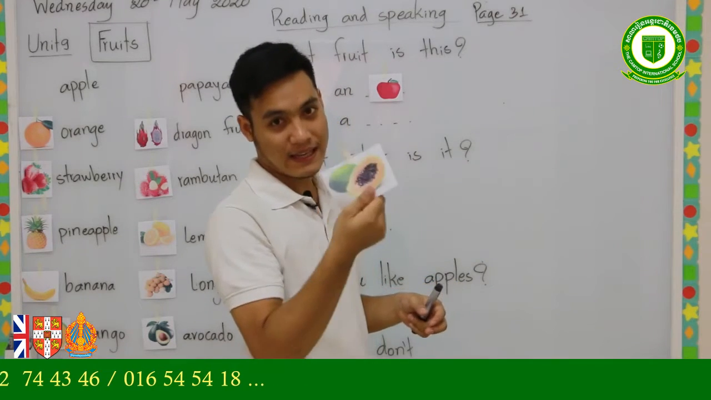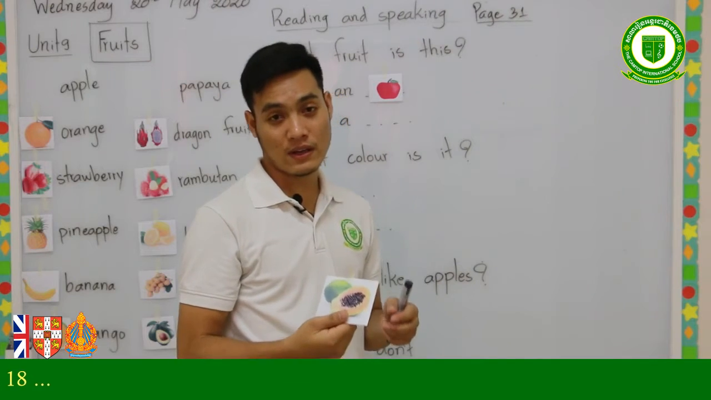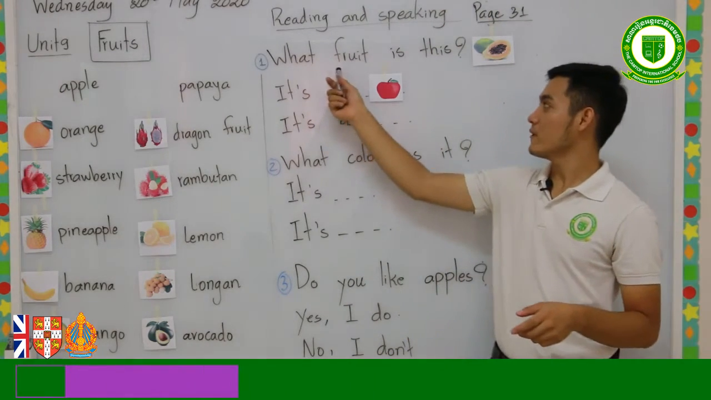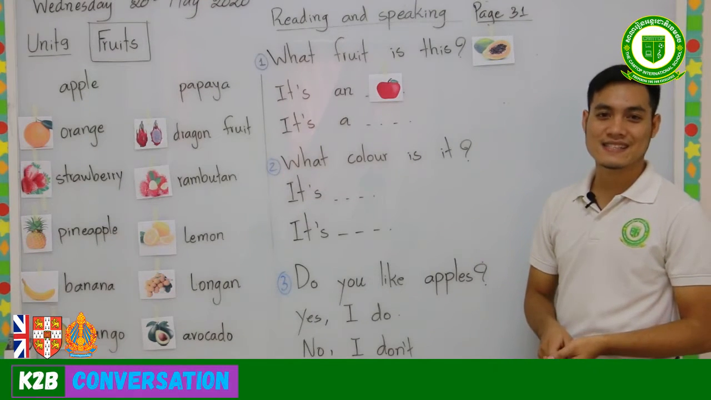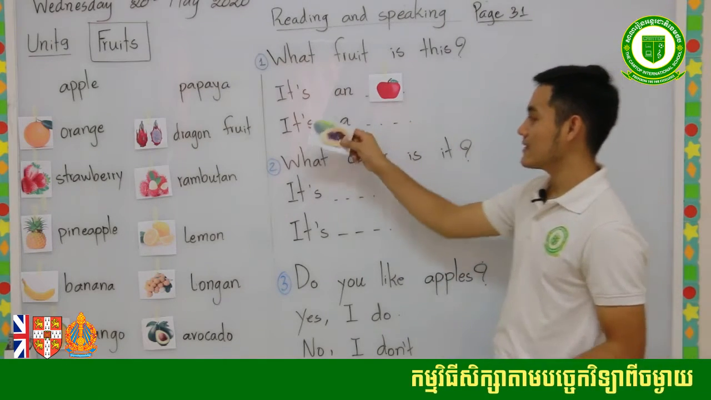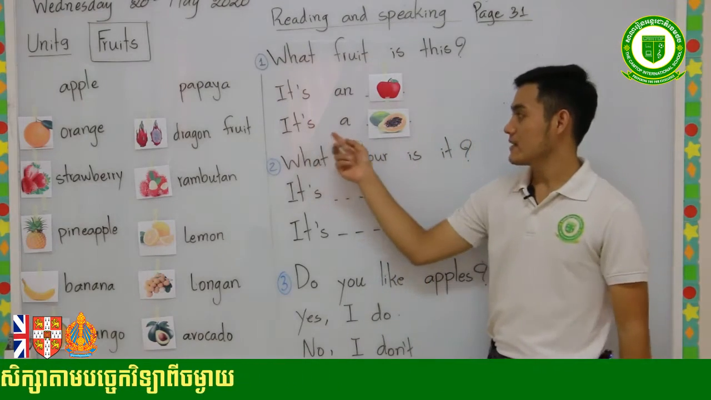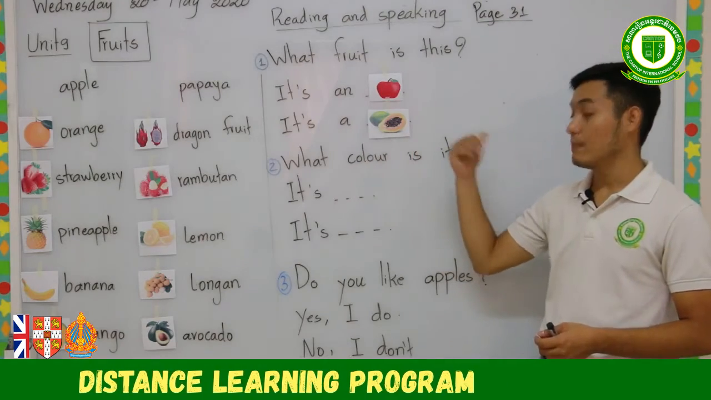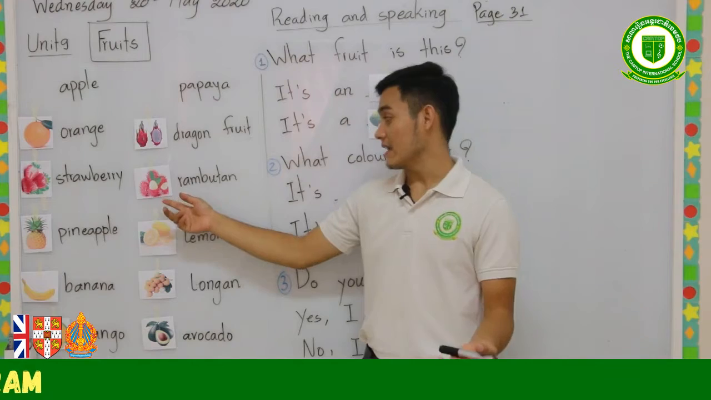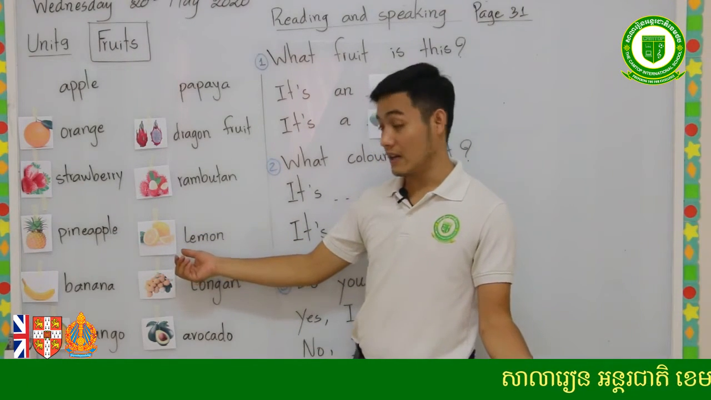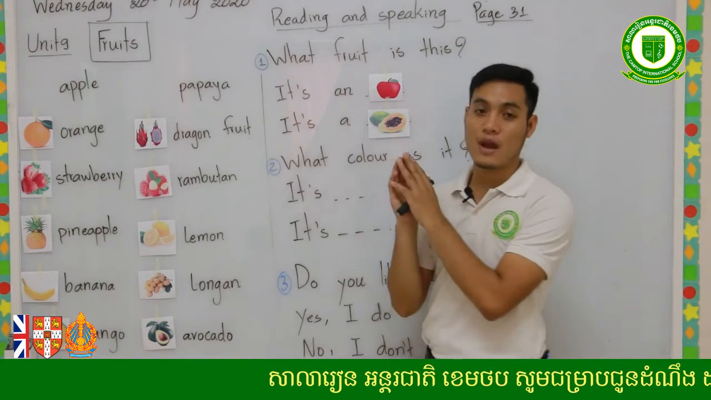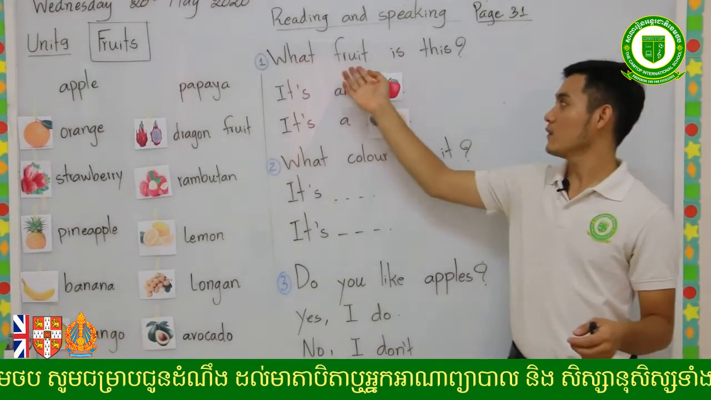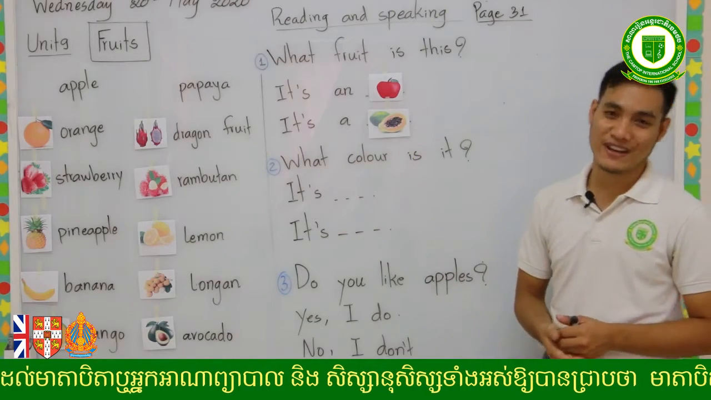And then I have one more fruit, and I don't know the name, so I ask one of my classmates, hey, what fruit is this? My friend will answer like this. It's a papaya. Okay, it's a papaya, right? If I ask about this, they will answer, it's a rambutan, it's a lemon, like that. So here is how you ask and answer the question. Again, what fruit is this? It's an apple. What fruit is this? It's a papaya. Good. All right.